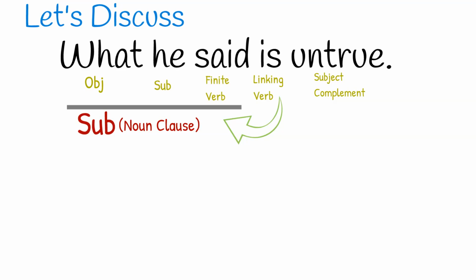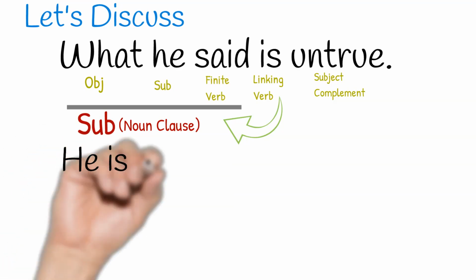Let's find what kind of subordinate clause it is. Here is is a linking verb and untrue is the subject complement. And the subordinate clause what he said is acting as the subject of the linking verb is. We know that subject and object must be a noun or a pronoun. So this subordinate clause is acting as a noun clause here. Remember, if a subordinate clause acts like a subject or object then it is a noun clause. So what he said is the noun clause, and what he said is untrue, the whole sentence, is the principal clause. This principal clause has a subject which is a clause itself.